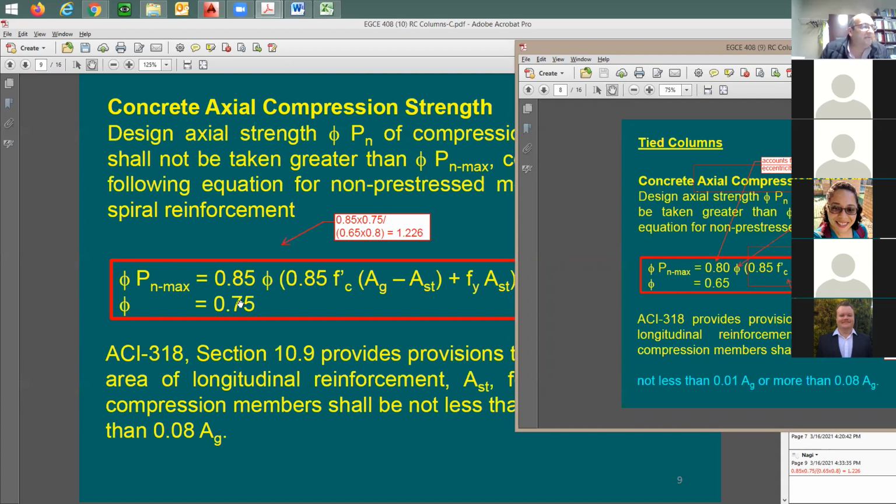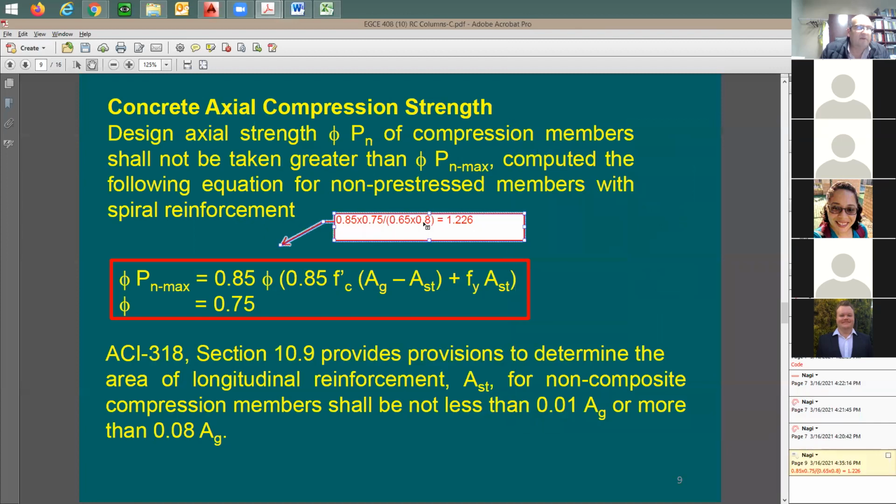So this constant by the phi factor is going to be 0.85 times 0.75. On the other hand, on the tied column it is going to be 0.8 times 0.65. Now find out the ratio between the two. So it's going to be 0.85 times 0.75 for the spiral column divided by the tied column factors. In this case, the spiral column is going to be 22.6% stronger than the tied column.